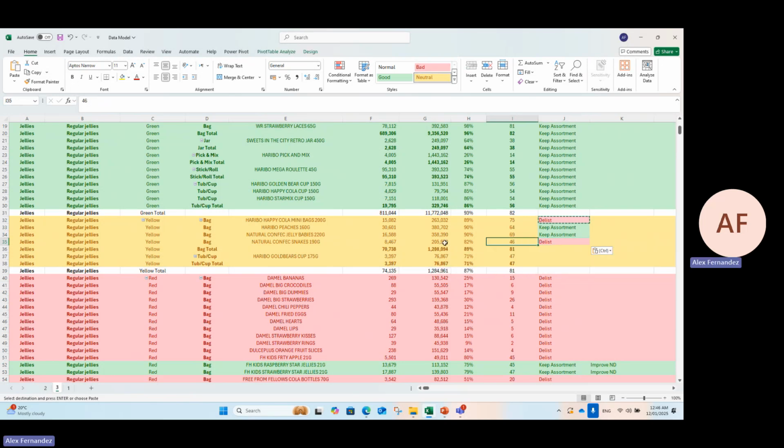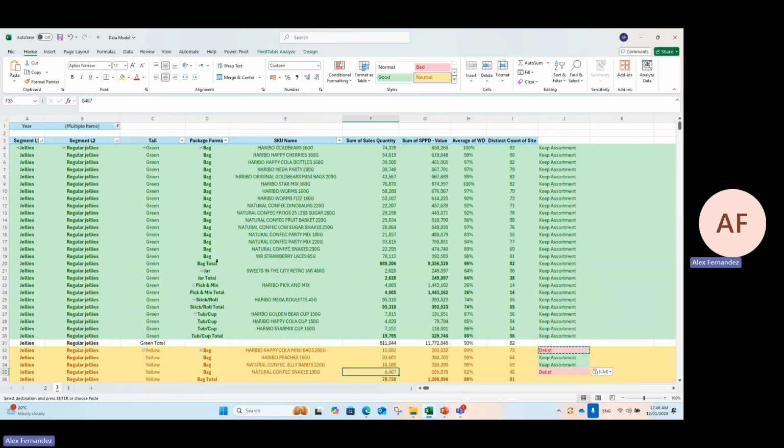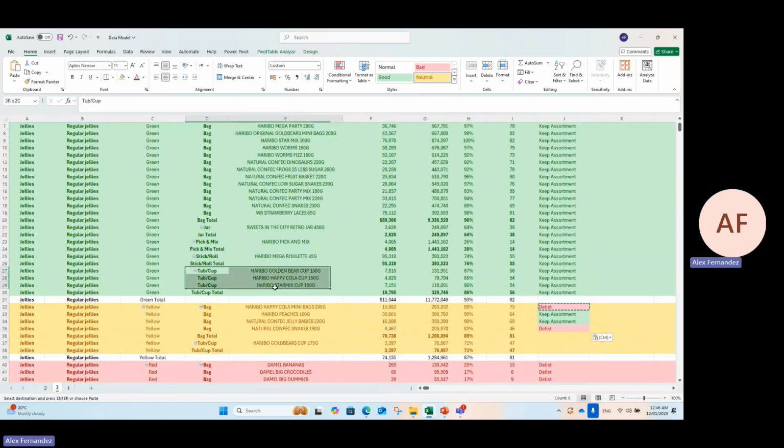This one we decided to delist, and this one we will delist as well. It was for a 46, only this value, 82% weighted distribution. It has been given the chance, but there is no sale. So we finish these bags, and we go to the tub cup.